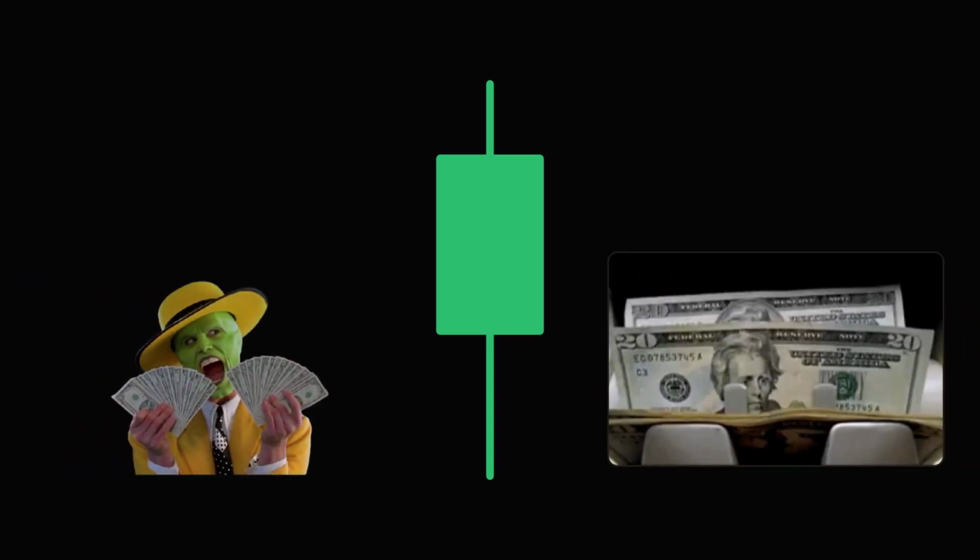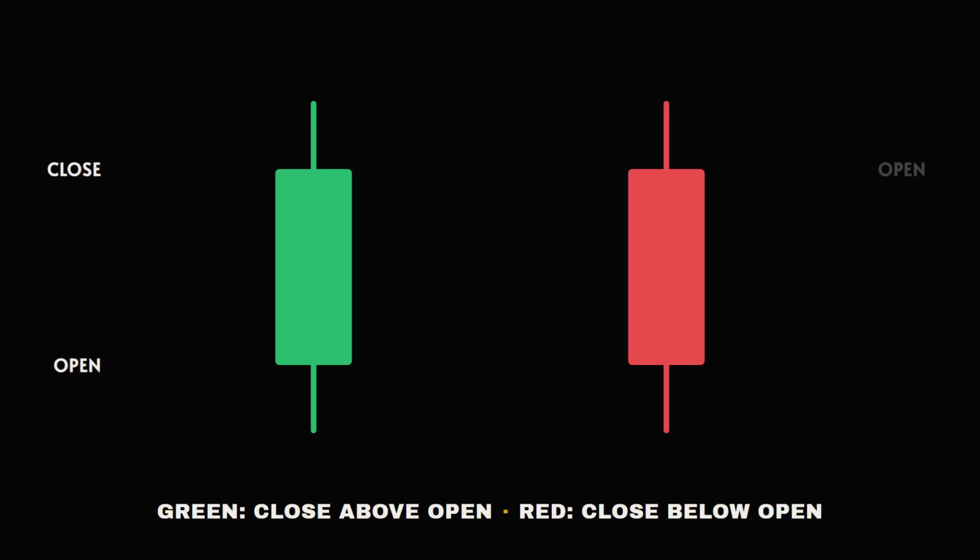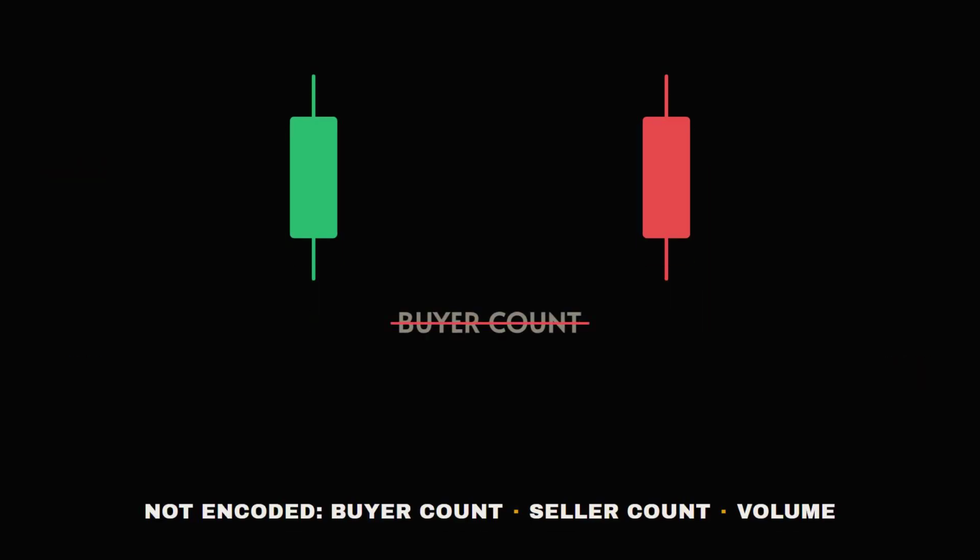Do you genuinely think this means anything? That people stare at the shape and somehow extract money from it? Then why not analyze the sky? The amount of context. Now I'll make one tiny tweak and the meaning changes completely. On the usual settings, green means the close finished above the open, red means below, that's it. No buyer count, no seller count, no volume.